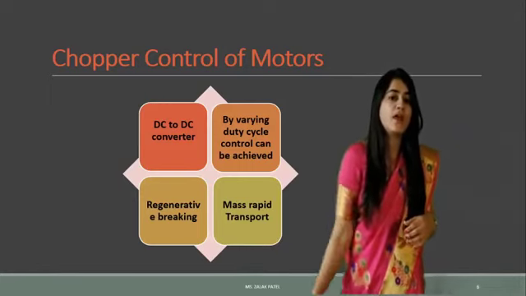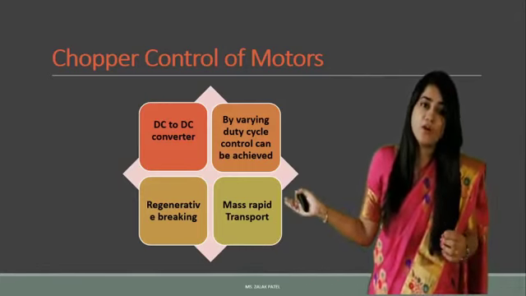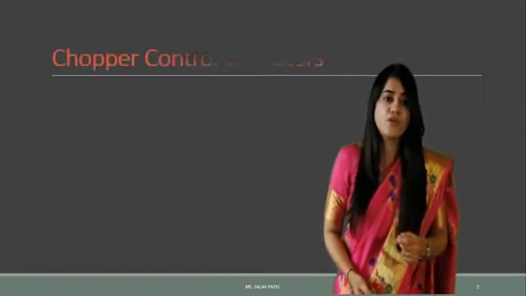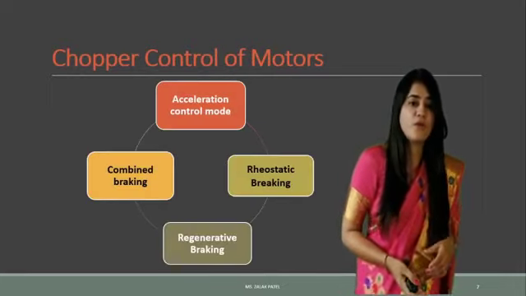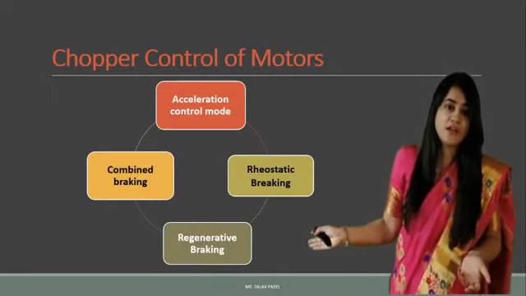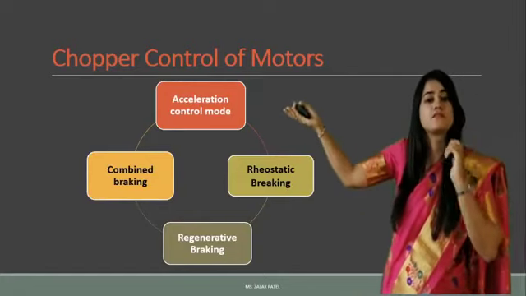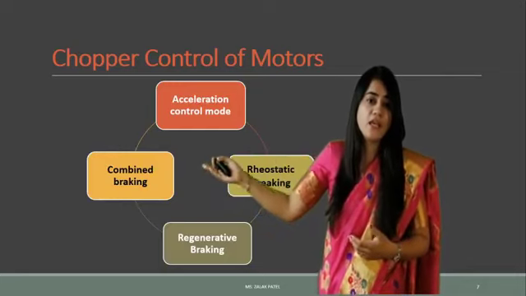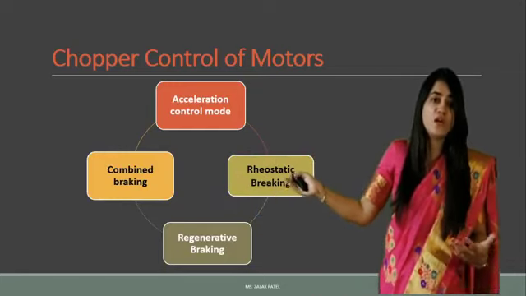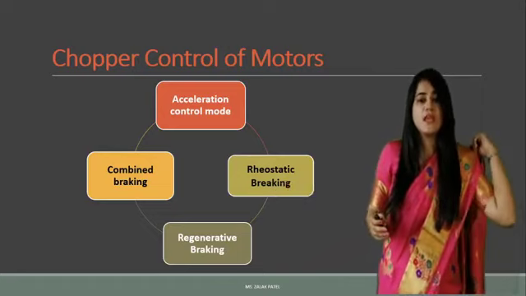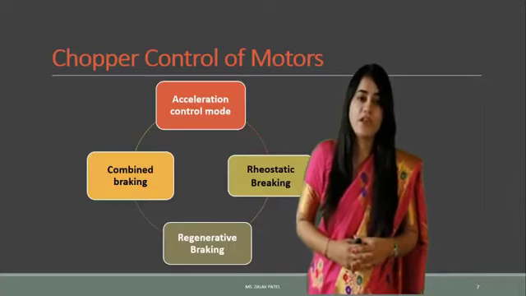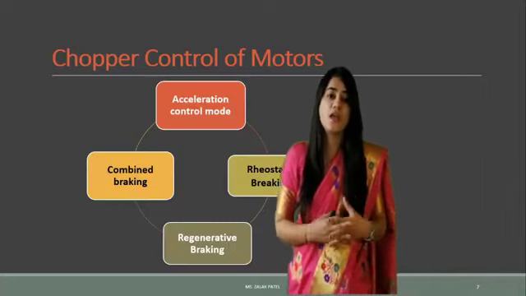It also depends on rapid transport and regenerative braking. These two will be further discussed in the next slide. So first of all, let's talk about chopper motor control with the different categories. It is divided into acceleration with velocity proportional. It also depends on combined braking, rheostatic braking of the motor, and regenerative braking. So mainly chopper control can be achieved with three different braking mechanisms: combined, rheostatic and regenerative braking.